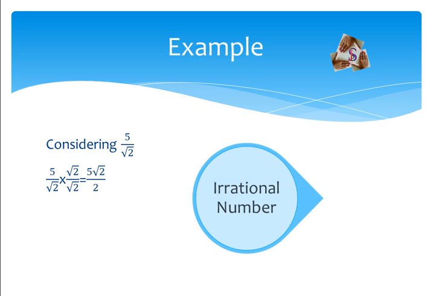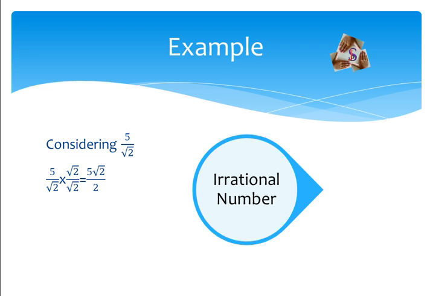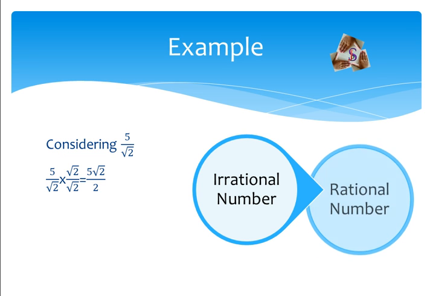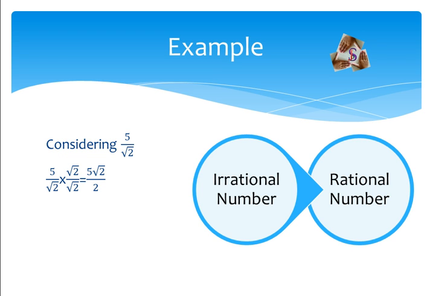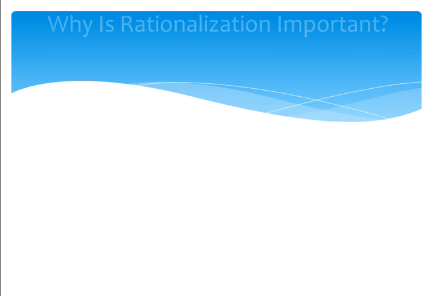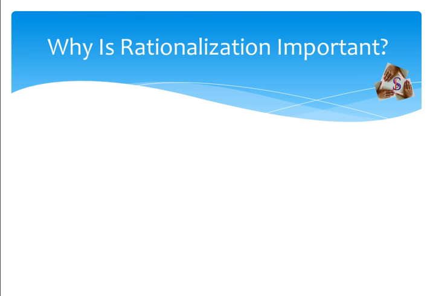So I had an irrational number. I have now converted it to a rational number. So the process of converting an irrational number to a rational number is called rationalization. Now let us try to understand why rationalization is so very important. I will explain this with an example.